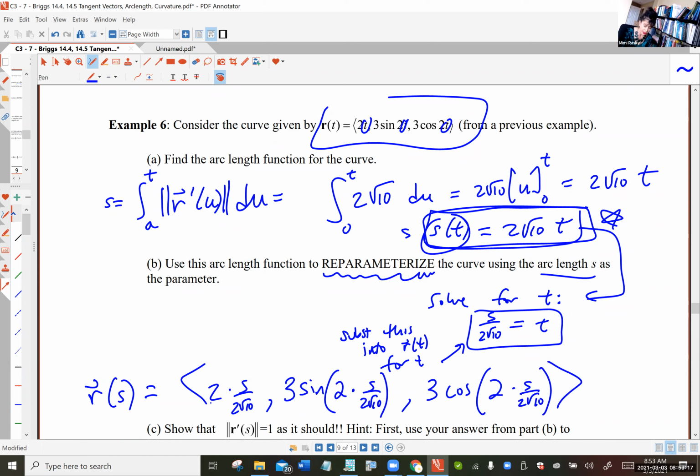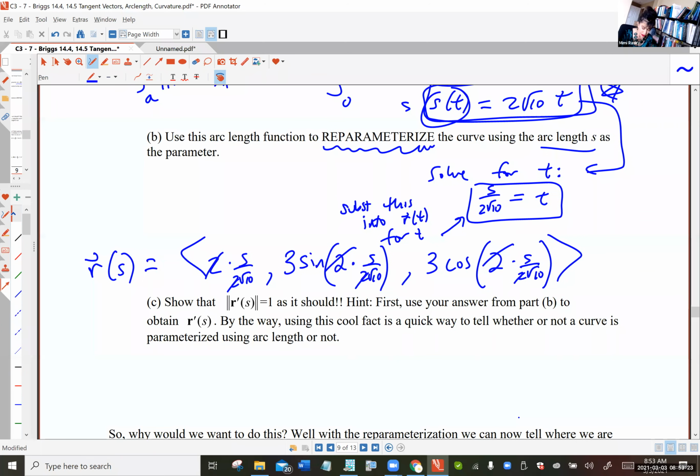Then clean this up a little bit because I dock you a point unless you reduce things to lowest terms. So you can finish up part B here, making it look a little prettier. s over square root of 10, 3 sine s, 3 cos.